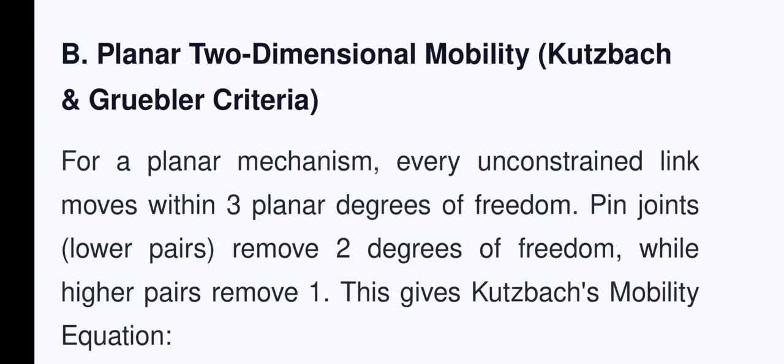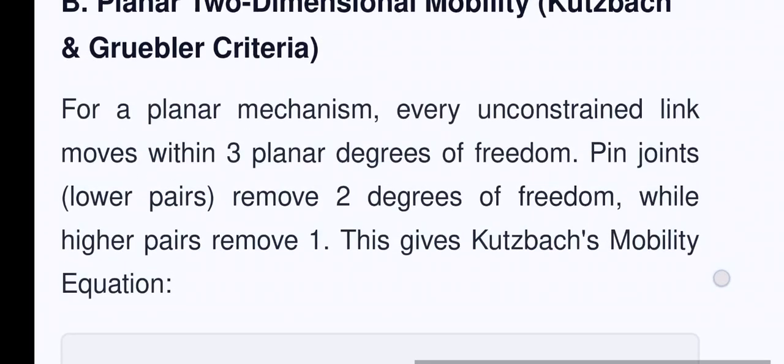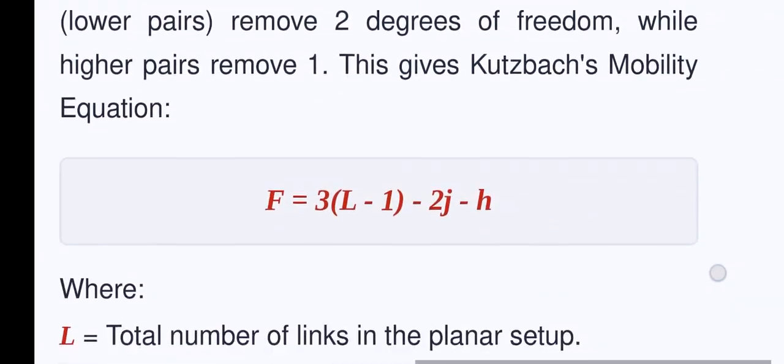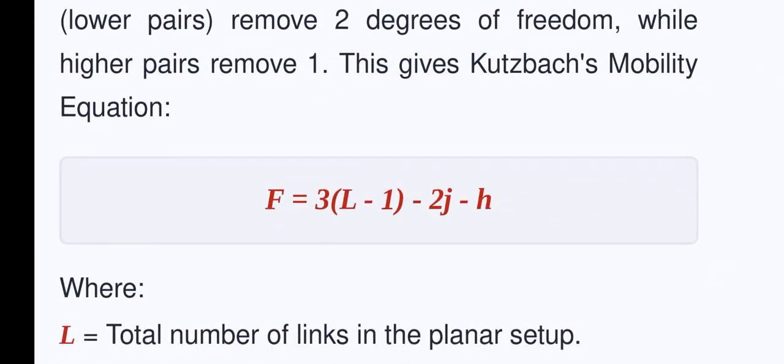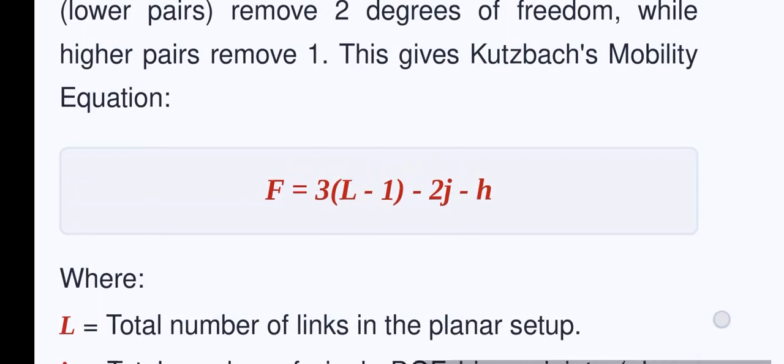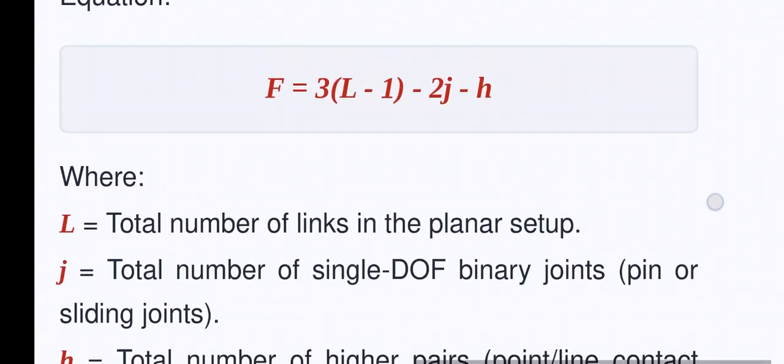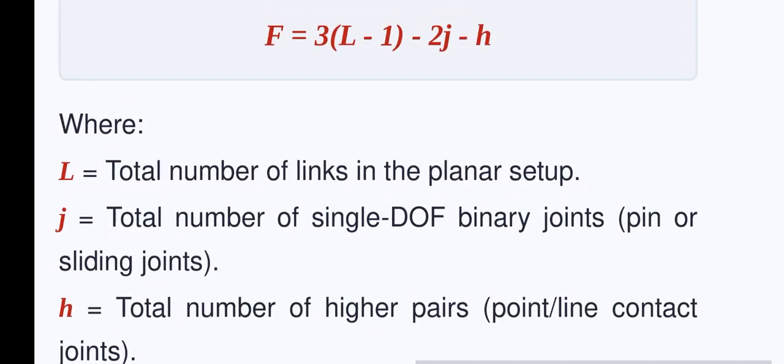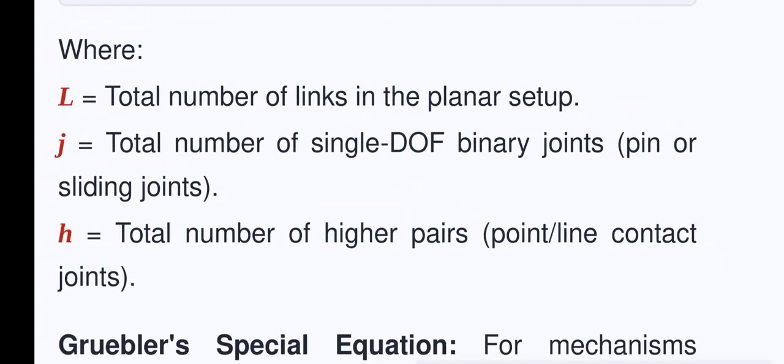Pin joints, lower pairs, remove 2 degrees of freedom while higher pairs remove 1. This gives Kutzbach's mobility equation: F = 3(L - 1) - 2J - H, where L is the total number of links in a planar setup, J is the total number of single degree of freedom binary joints, pin or sliding joints, and H is the total number of higher pairs, point or line contact joints.